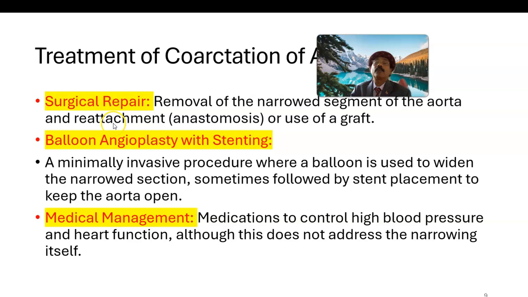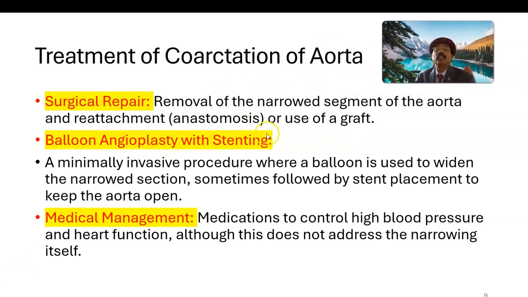Treatment of coarctation of aorta. Surgical treatment is essential here. Removal of the narrowed segment of the aorta and reattachment, anastomosis, or use of a graft. Balloon angioplasty with stenting, a minimally invasive procedure where a balloon is used to widen the narrowed section, sometimes followed by stent placement to keep the aorta open. Okay. It is a mechanical problem, so mechanical obstruction should be removed surgically.